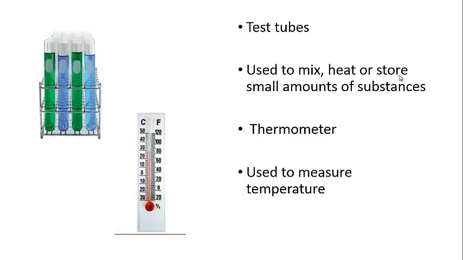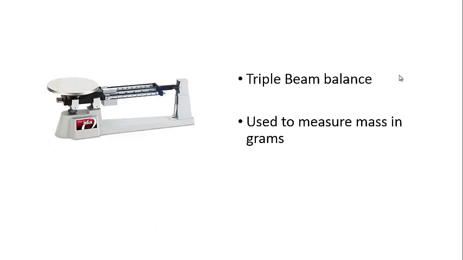There is a thermometer. You'll notice that there is both Celsius and Fahrenheit on that particular thermometer. We will always use the Celsius side of the thermometer because that's the metric unit for temperature. There's a triple beam balance. It's used to measure mass. It reads the mass at our basic unit of mass, which is the gram.